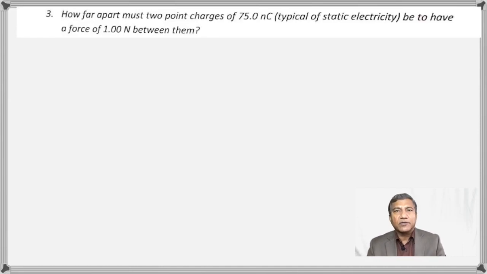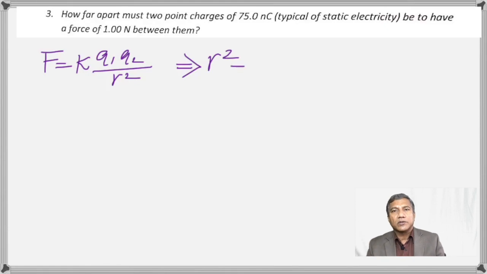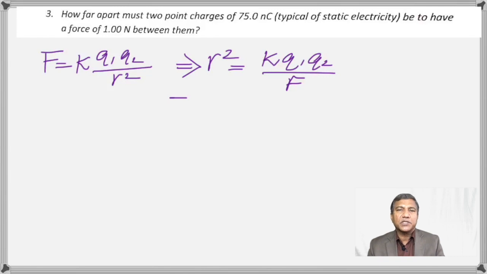So the formula from Coulomb's law is F is equal to K Q1 Q2 by R squared, where Q1 and Q2 are the charges, R is the distance between them, and K is a constant. Now rearranging, you get this for the equation. You make R squared the subject, which is K Q1 Q2 divided by F, which means R is going to be the square root of the whole thing.